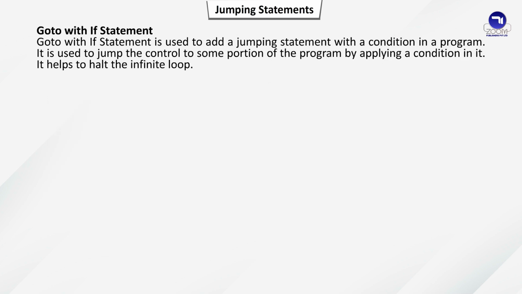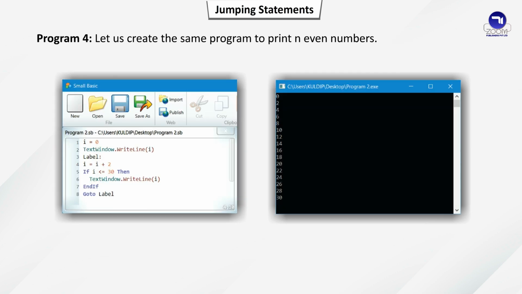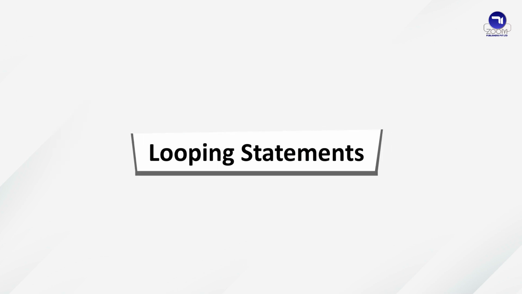Goto with if statement is used to add a jumping statement with a condition in a program. It is used to jump the control to some portion of the program by applying a condition in it. It helps to halt the infinite loop. Program 4. Let us create the same program to print n even numbers.